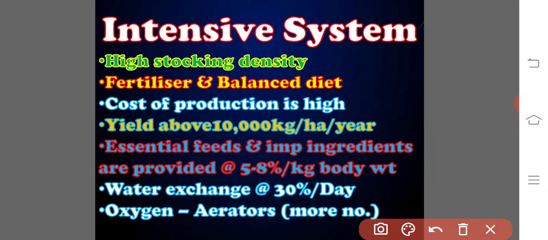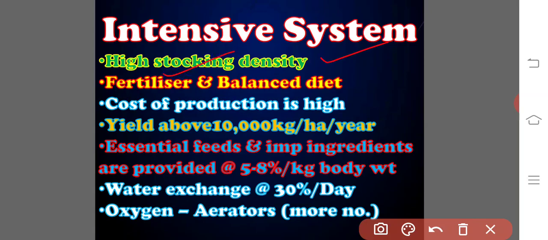Coming to the intensive system, it is further enhanced. If you know the meaning of the intensive care unit of hospitals, intensive care is to be taken. Everything will be there in the ICU, right from the ECG machine, the dialysis and other machines which save the life, ventilators and so on. So here, the intensive system denotes that everything will be provided. It is a costly thing, still there will be high stocking density. We will stock more and more fishes.